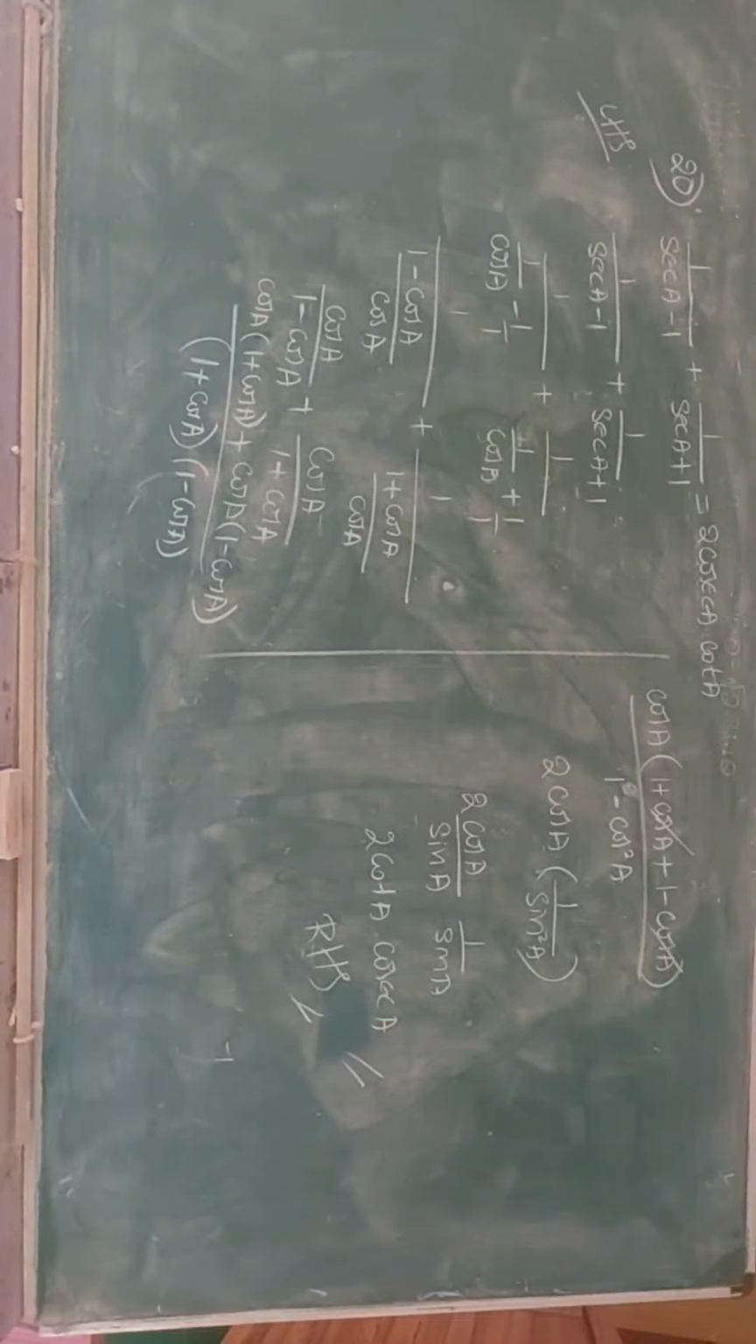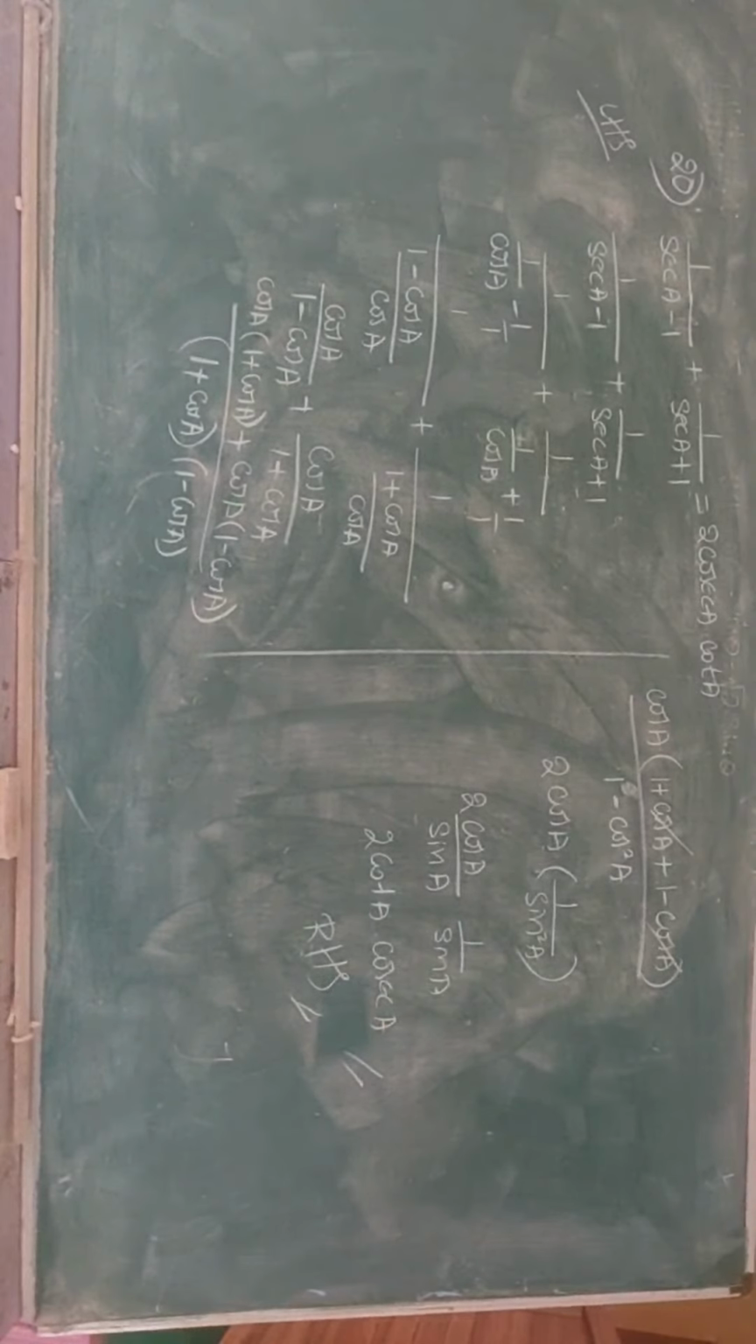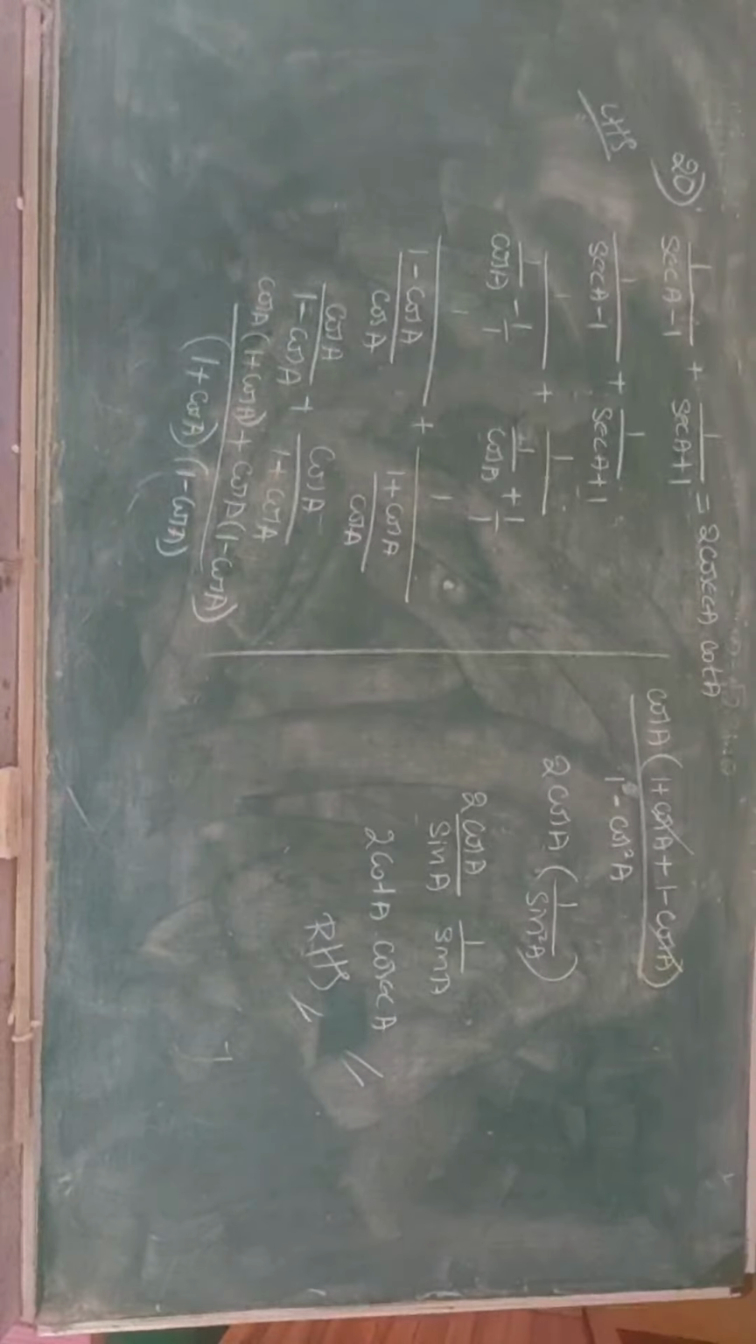So next, 5 mark questions you can take. Section D, 5 mark questions. 5 are there. The first one is, prove that tan theta.